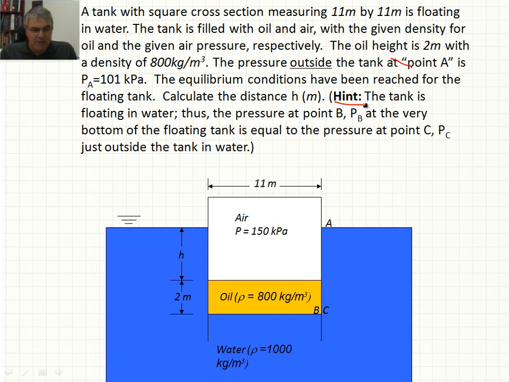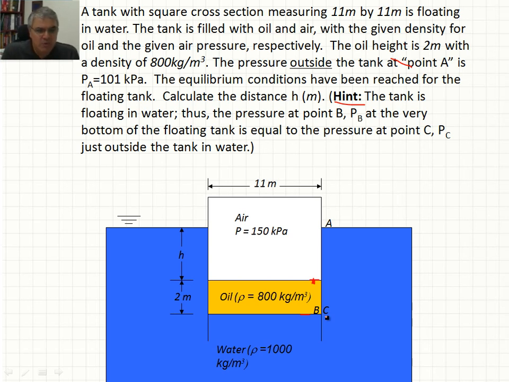So, from the principles of fluid mechanics, it should be pretty clear to you that the pressure at the bottom of the air, just above the oil at this particular point. Also, the pressure right at point B, and then pressure at point A, and also pressure at point C. And the rho of the water is given as 1,000 kilograms per cubic meter. That's also given, and we try to actually solve this particular problem.